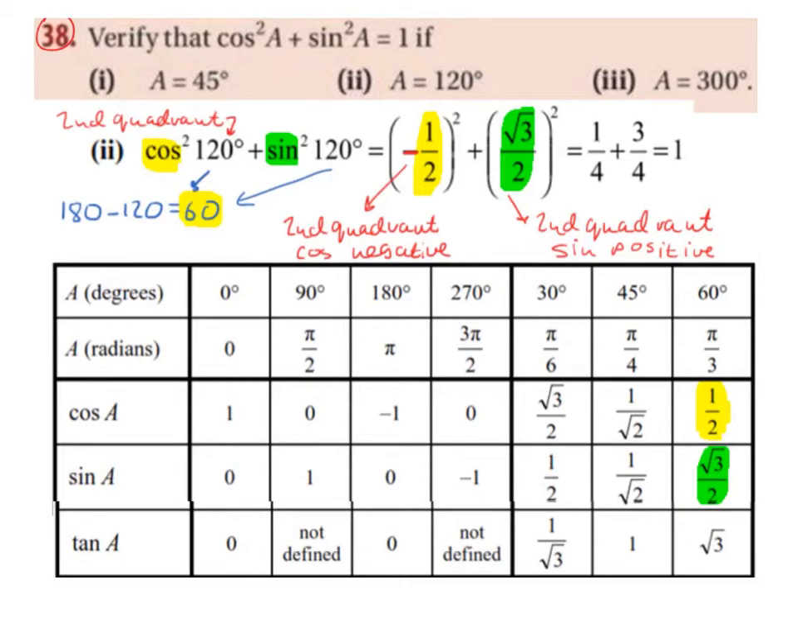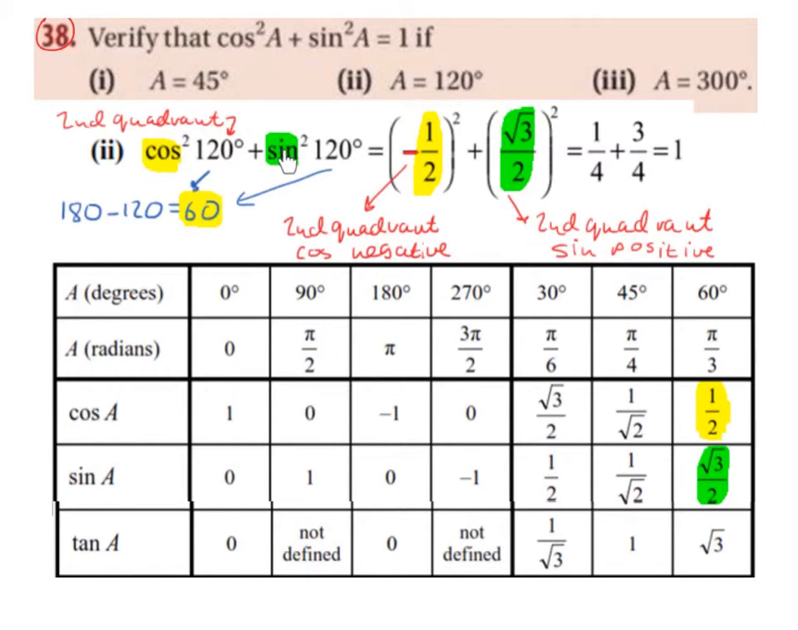So we need to go to cos and 60. So we go to cos and we go across, and then we go to 60 and we go down, and we get a half. So cos of 60 degrees is a half. So we're going to have a half squared, but we're going to have a minus in front, because in the second quadrant cos is negative. Because in the second quadrant only sine is positive, so therefore cos is negative.